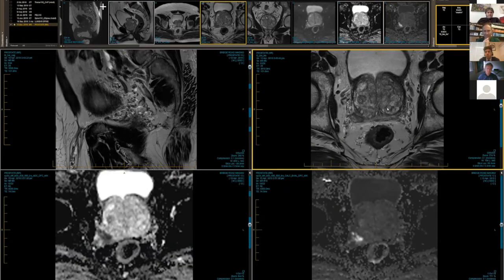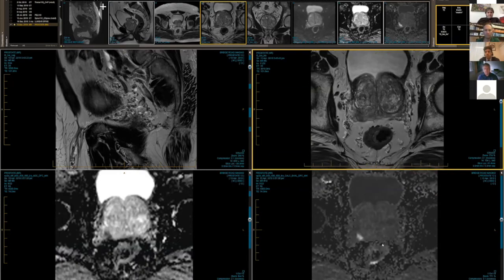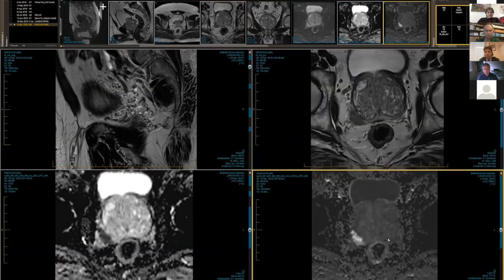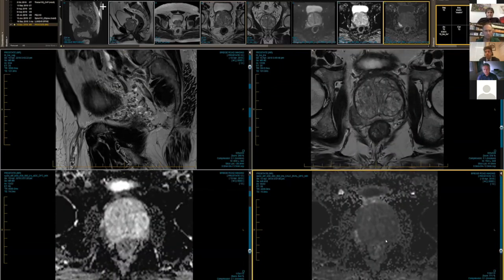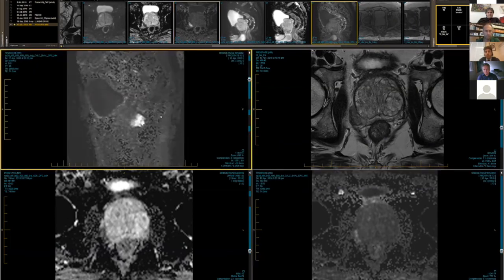As we go from the base to the apex, you can easily see on the high B value, right from the base in the posterolateral peripheral zone, restricted diffusion, with increased signal intensity on the high B value, decreased on the ADC, and decreased on T2. That really goes all the way to the base. On the sagittal high B value diffusion, you can appreciate the seminal vesicles are here. It really goes from the apex to the tip of the seminal vesicles.